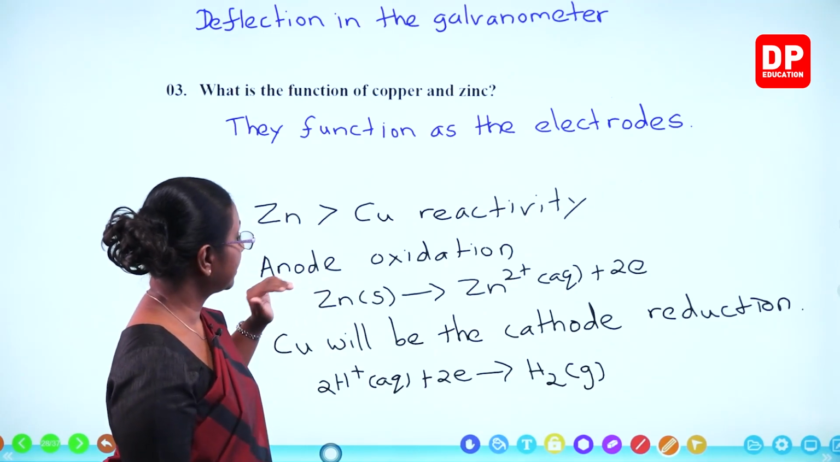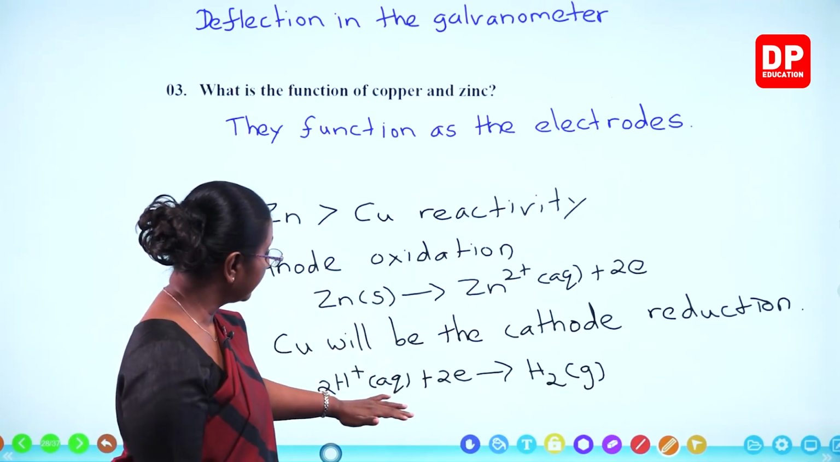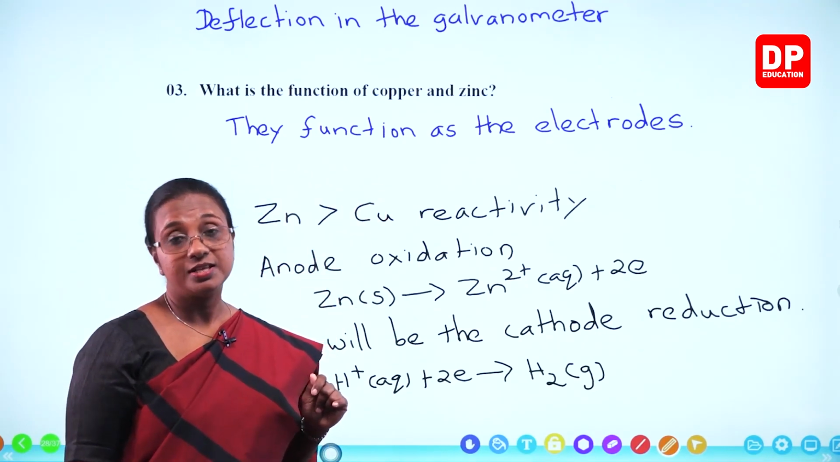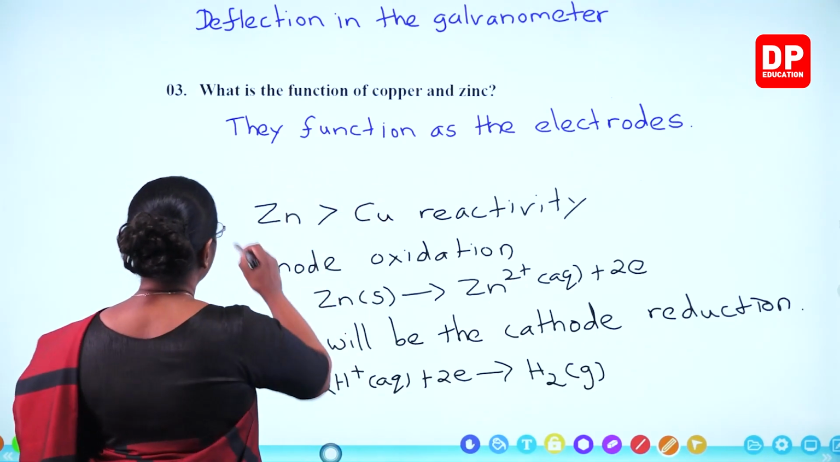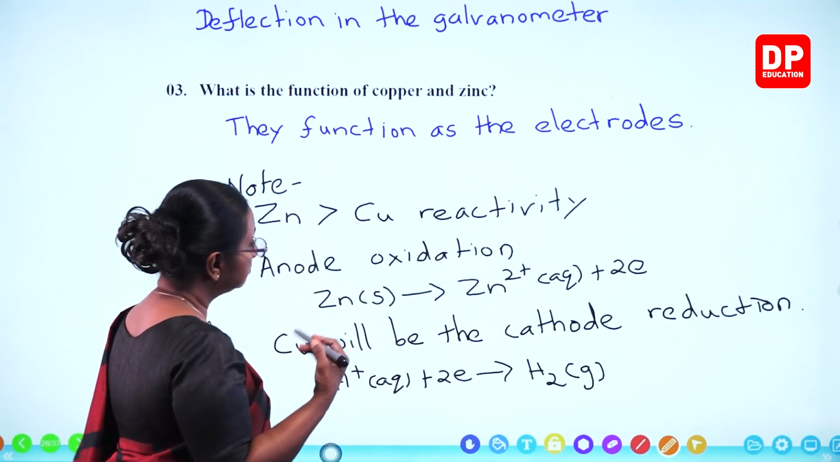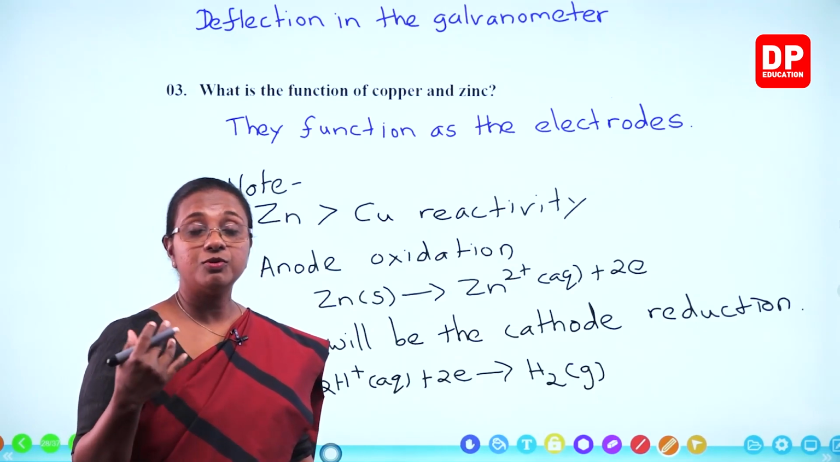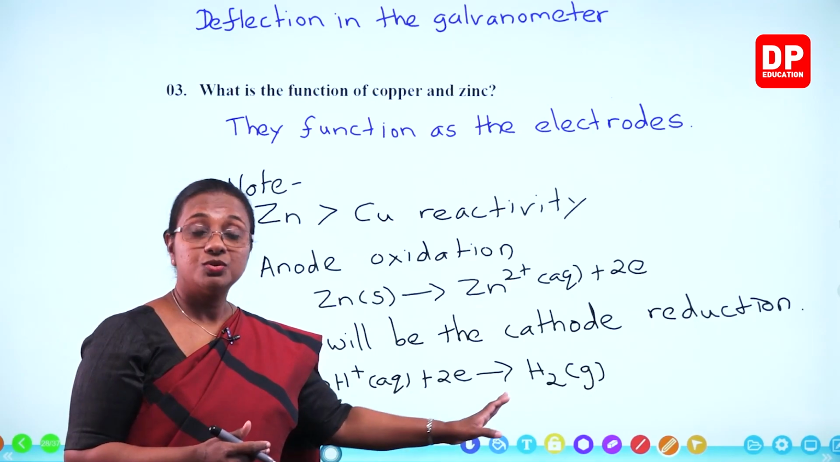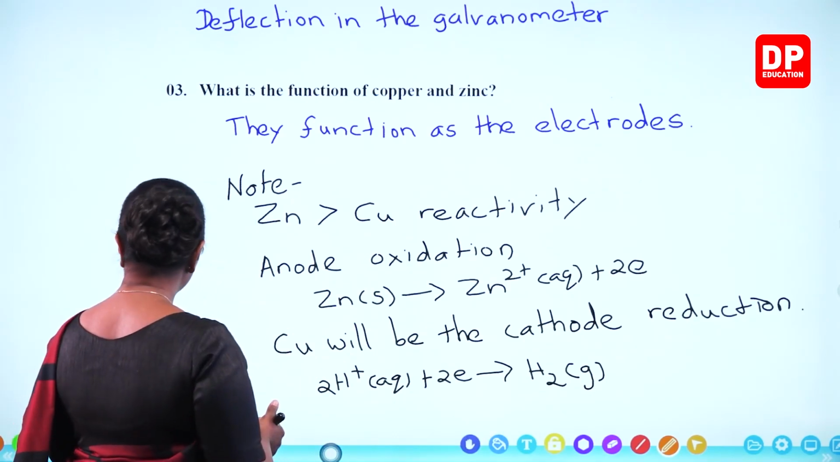So, zinc acts as the anode and copper acts as the cathode. So, they act as the electrodes there. You all can remember that. So, this is just for a revision of what we have learned before, to recall information. So, I have given that as a note. So, with that, I'll move on to the next slide.